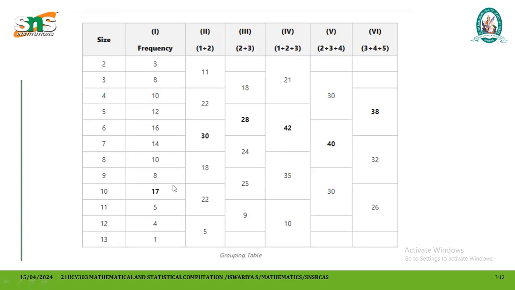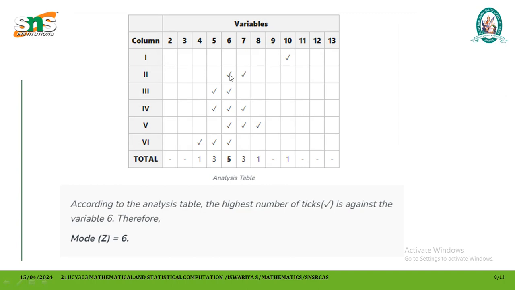For the second column, the highest number is 30. The number 30 is nearest to 6 and 7, so in the analysis table we put ticks at 6 and 7. In the same procedure, we complete the analysis table.